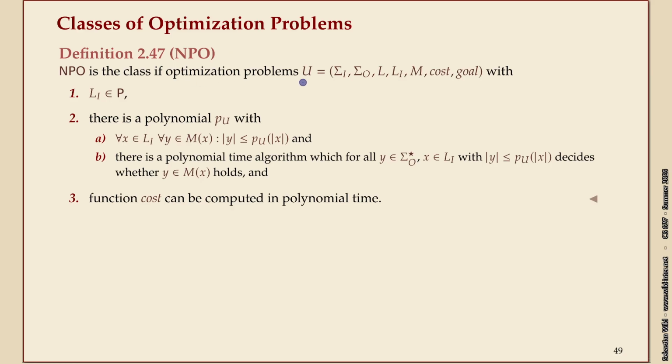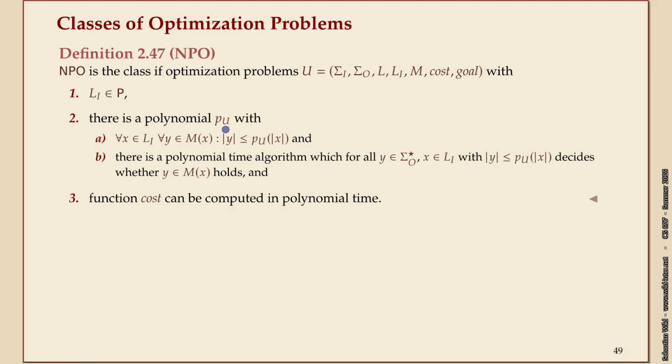So these are optimization problems where, first of all, I can efficiently decide whether an instance is one that I'm actually interested in. So these were the actual instances. If you give me something, I can't even efficiently tell whether I'm supposed to solve it, it's a bit pointless. So formally, this is in P. And second, there must be an efficient way to decide whether something is a solution.